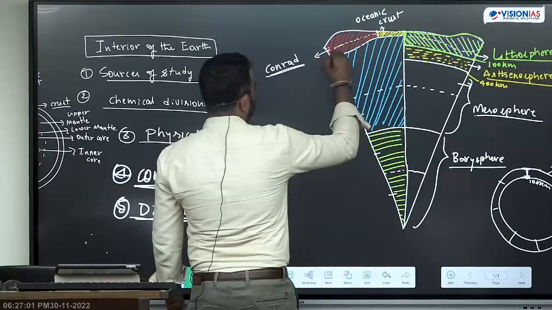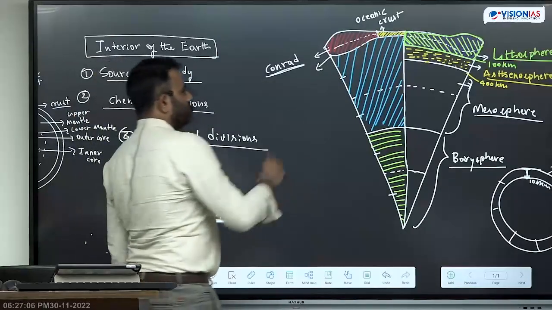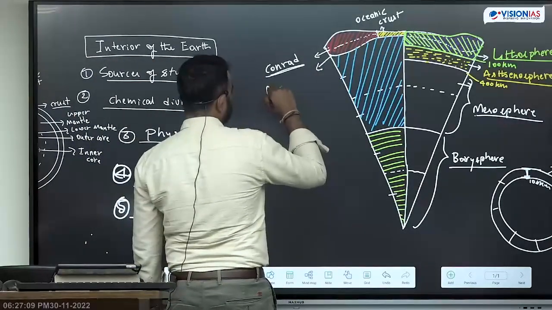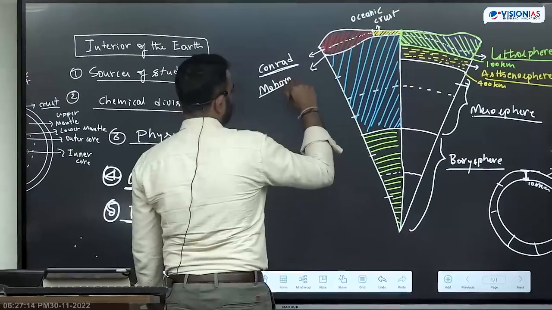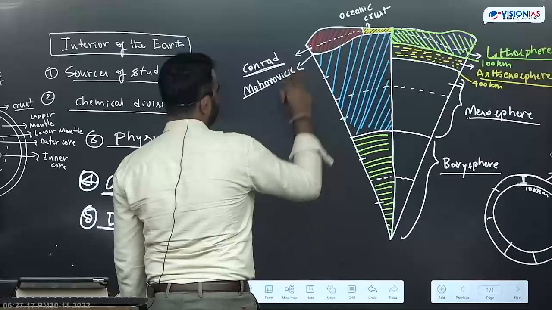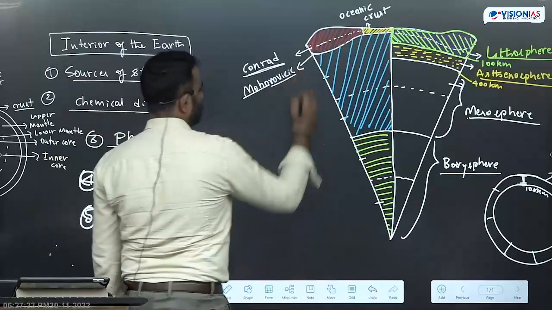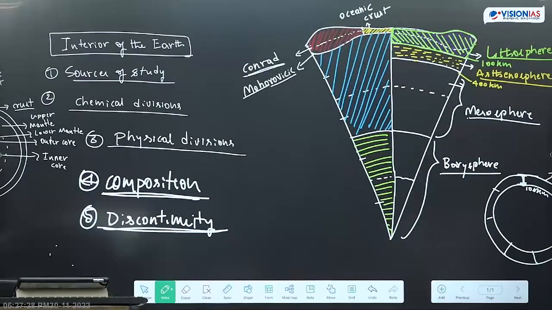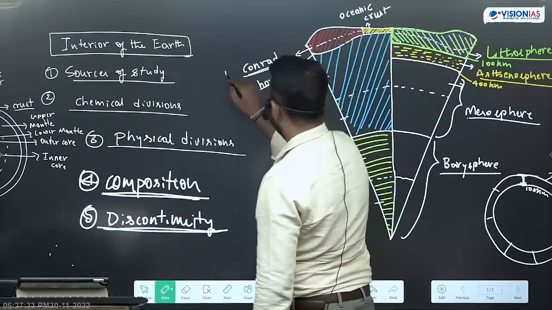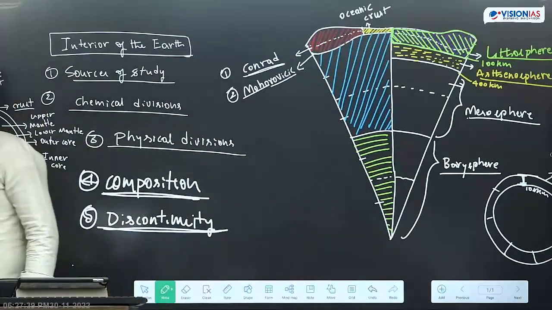So as we move from crust to mantle, of course there is a clear distinction. We experience the second discontinuity, which is called Moho. Moho is short for Mohorovicic. The second one is called the Mohorovicic discontinuity. So Mohorovicic is between crust and mantle.